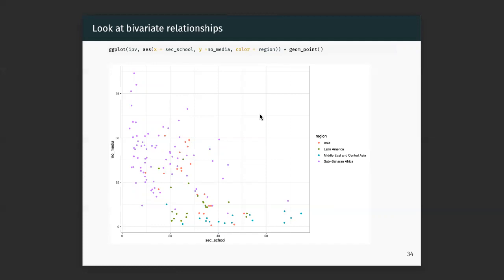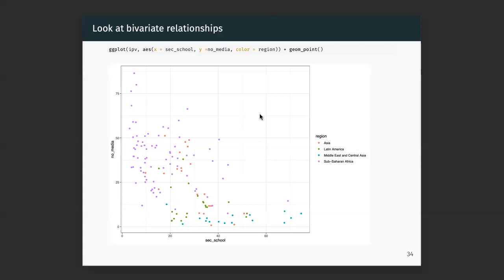Pretty tight relationship, right? So for places with high levels of women's secondary schooling, they tend to have what kind of levels of media exposure? Tend to have low values for the no media question, meaning high values of media exposure, right? So we could say that as secondary schooling increases, women tend to have higher levels of exposure to media. As secondary schooling decreases, we tend to have lower levels of exposure to media, although we do have quite a bit of spread here, right? There's some heterogeneity there.